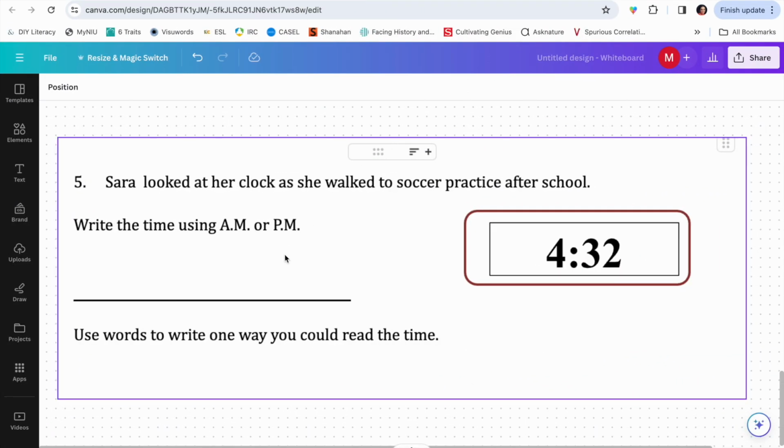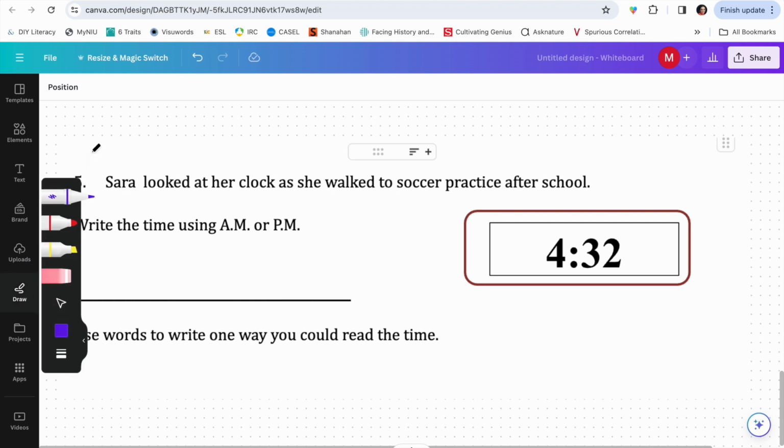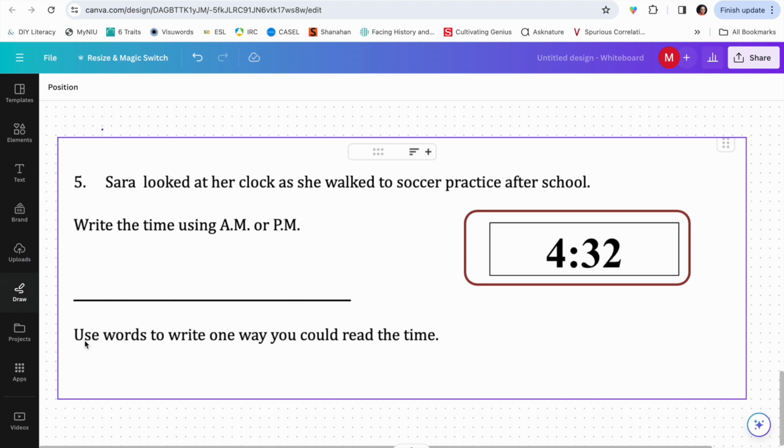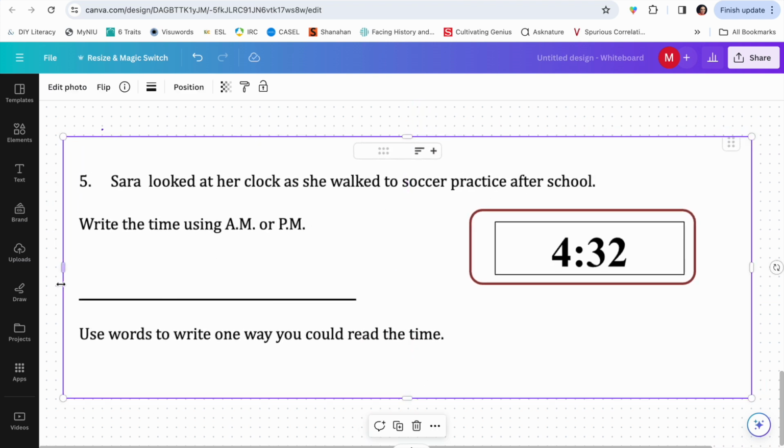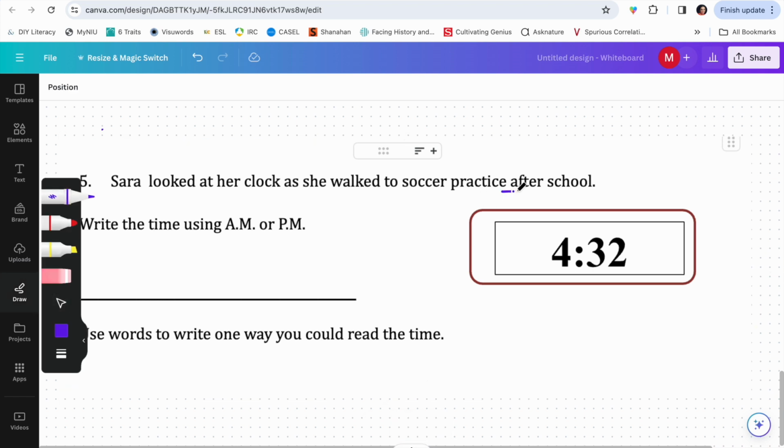Okay, we had a team of ladies do such a great job reviewing this one in class, so I'm just going to go through this one really quickly. Sarah looked at her clock. Here's the clock. As she walked to soccer practice after school, write the time using AM or PM. Immediately we're seeing this is after school, and that means it's after lunch, and we know after school is going to be in the late afternoon, which is going to be PM. So the digital time, we could just copy it right over, is showing 4:32 PM. We know again it's PM because of this hint right here that it's after school.